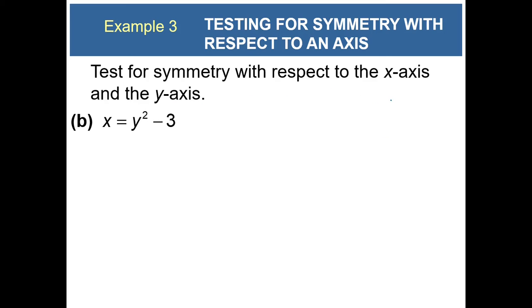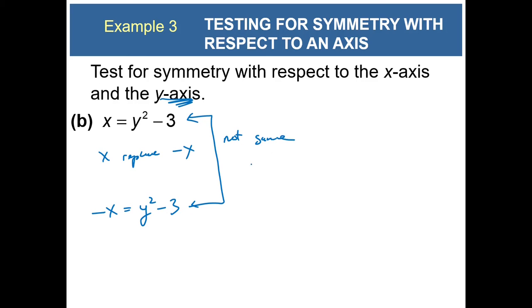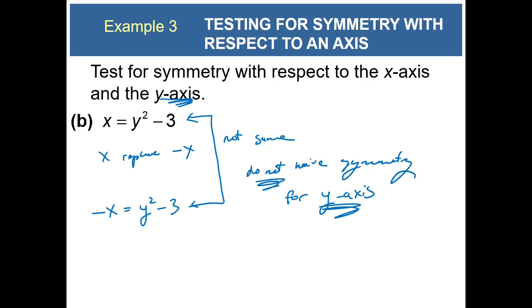Let's check symmetry with the y-axis now. We're going to replace x with negative x. Well, negative x equals y squared minus 3. There's no way I can simplify this so it's equivalent to this. These are not the same. So, we do not have symmetry for the y-axis.